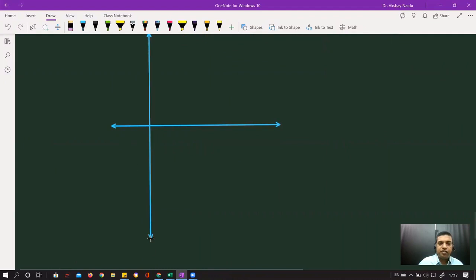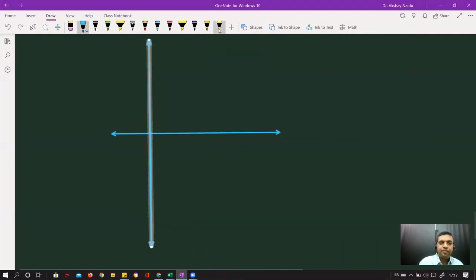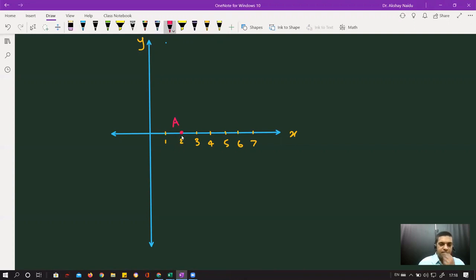Now, what were the 2 points? A. Now, this is 1, 2, 3, 4, 5, 6, 7. This is X, this is Y. Now, point A was 2, 0. This is the point A. Point B was 5, 0. And point C was 3, minus 4.